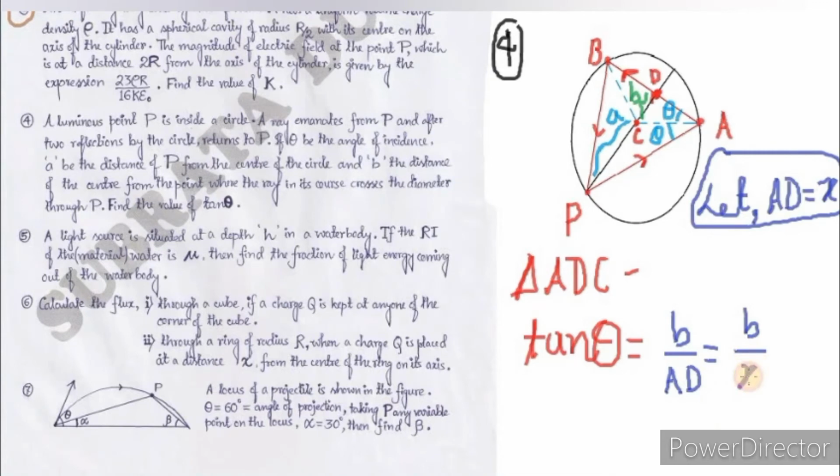We don't know this AD. Suppose AD is equal to X, so tan theta equals B by X, so X equals B by tan theta. Now for another right angle triangle ADP, we are taking tan DAP, that is tan 2 theta. See the figure, you can understand easily. It is tan 2 theta. Okay, so this tan 2 theta is equal to PD divided by AD.